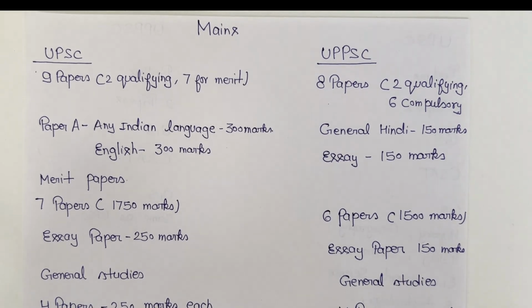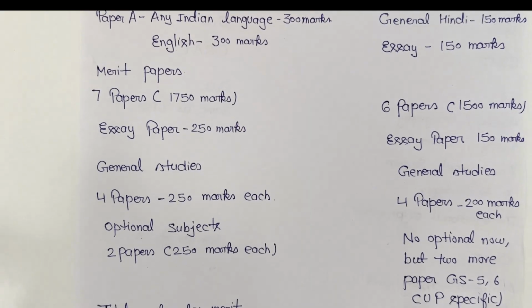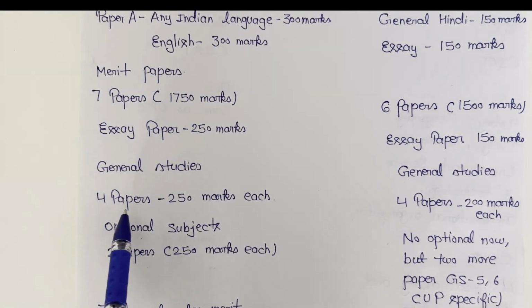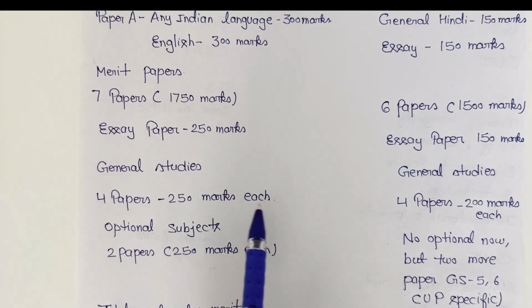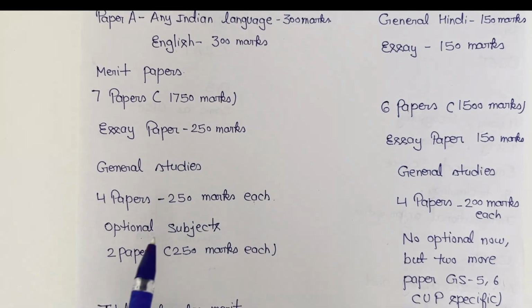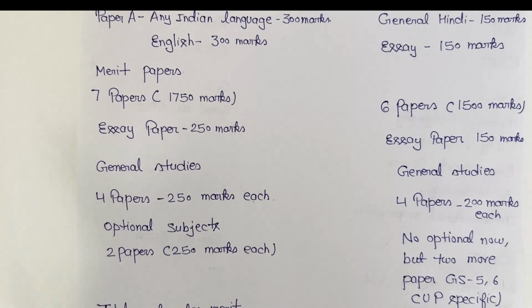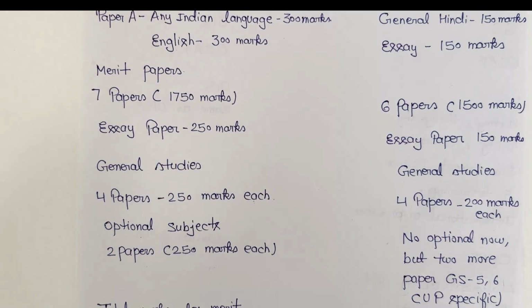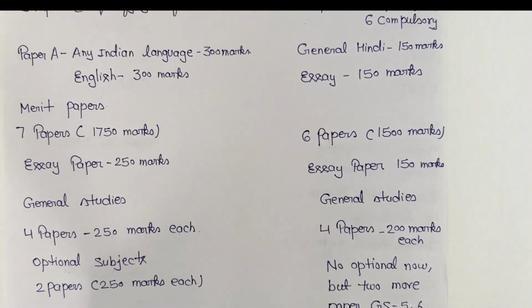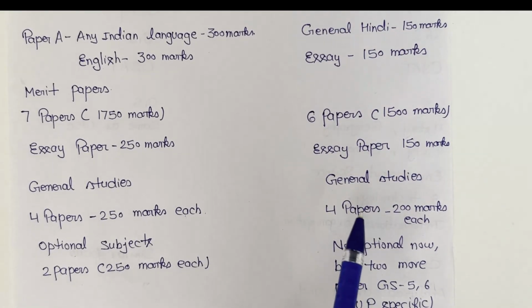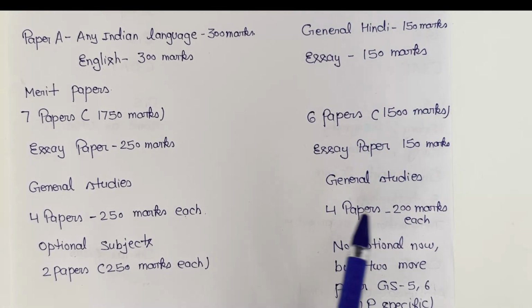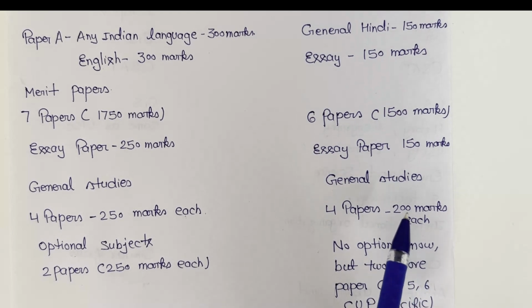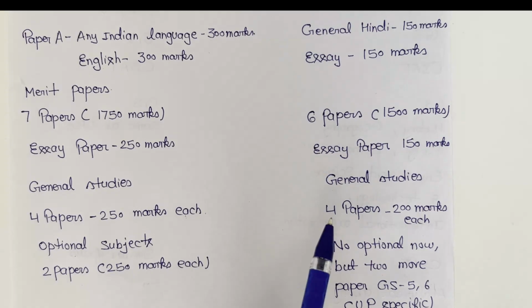Now the general studies papers: there are 4 papers of general studies, 250 marks each. Now the general studies papers cover history, geography, governance, polity, international relations, etc. The subjects which you have already studied for the prelims. Now in UPPSC, there are 4 papers of general studies, of 200 marks each. Now the papers are similar to UPSC but with added emphasis on Uttar Pradesh, regional issues and administrative aspects.